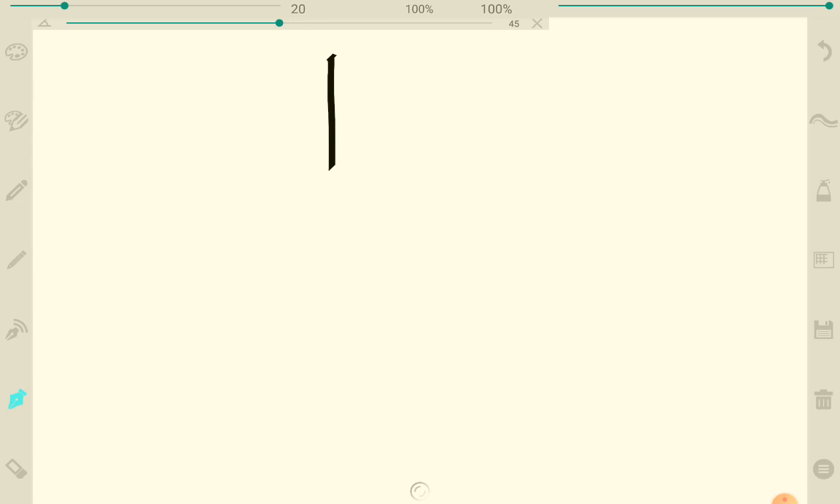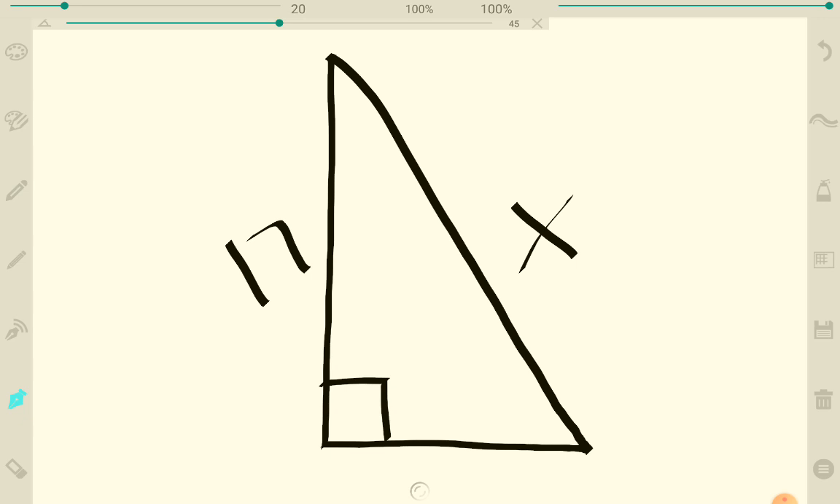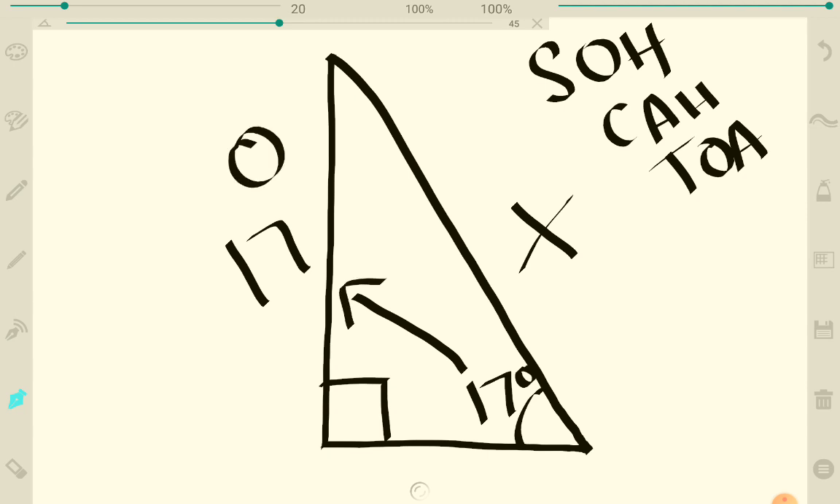Our next division problem is going to be similar to the first one, but not quite. We're going to label the hypotenuse, this as 17, and also this as 17. We'll write down SOHCAHTOA again. We can start by labeling our sides. The side opposite from the angle would be opposite, the side opposite from the 90 degrees would be hypotenuse, and the side adjacent to 17 would be adjacent.